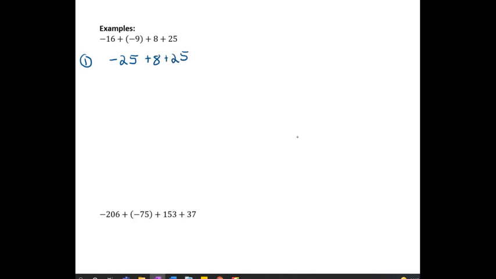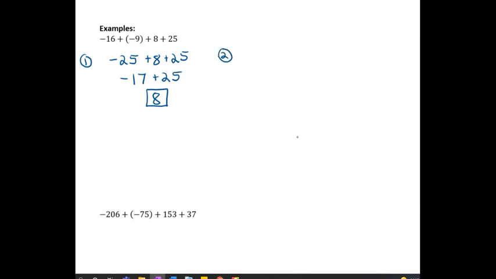And now going from left to right, negative 25 plus 8, I have opposite signs, so I take the difference, which is 17, but I keep the sign of the bigger absolute value, which is negative. And then I add 25, so again I have a negative and a positive. I take the difference between 17 and 25, which is 8, and I keep the sign of the bigger absolute value, which in this case is going to be positive. So that's one way to do it.